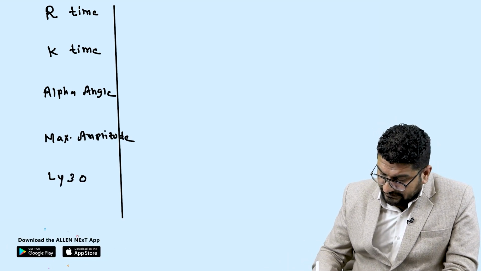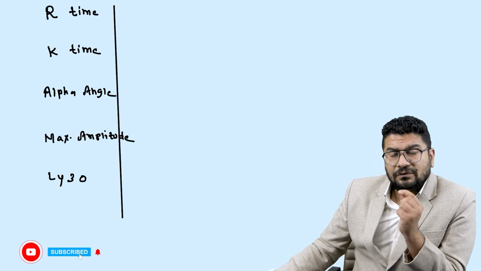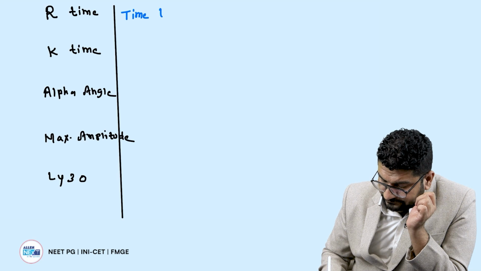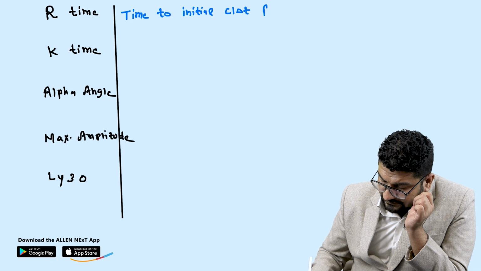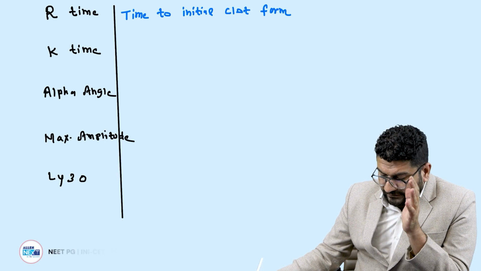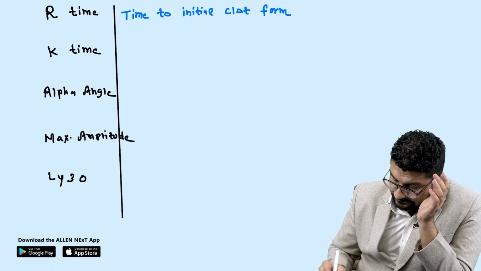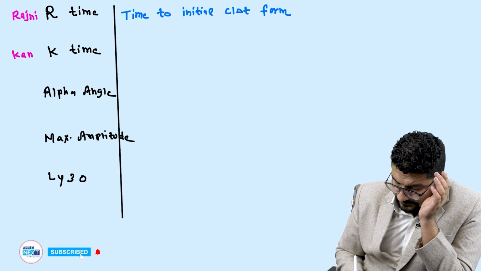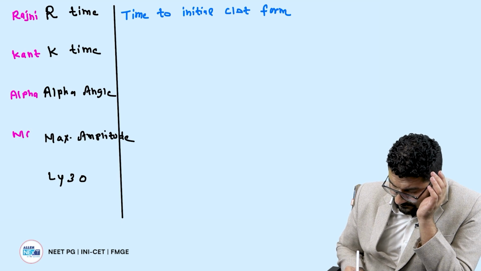Now, what is the meaning of R time? Understand, R time is the time to initial clot formation. This time is called R time, or reaction time. तो पहले तो आपको ये सीक्वेंस समझना है. So how can we remember the sequence? We can remember it by a mnemonic, that is Rajnikant is alpha male.